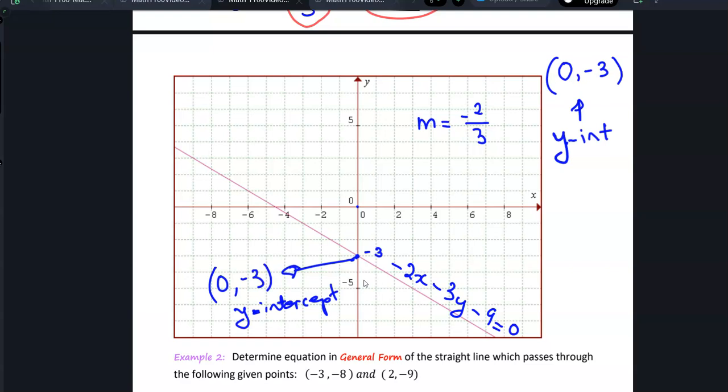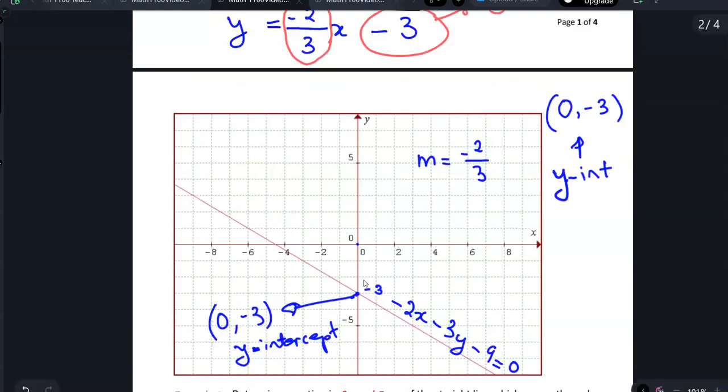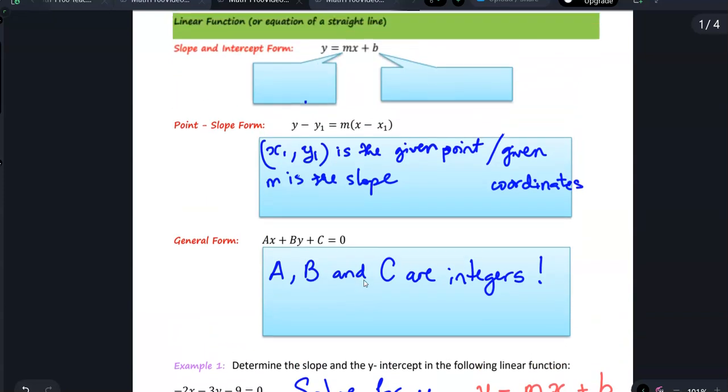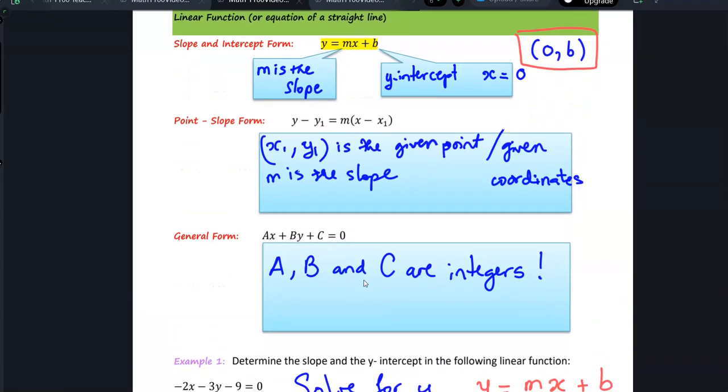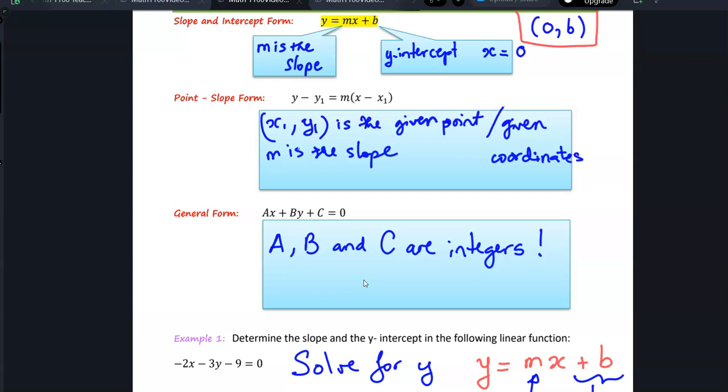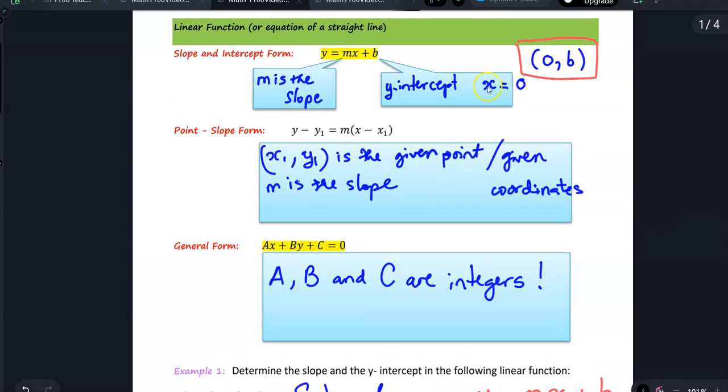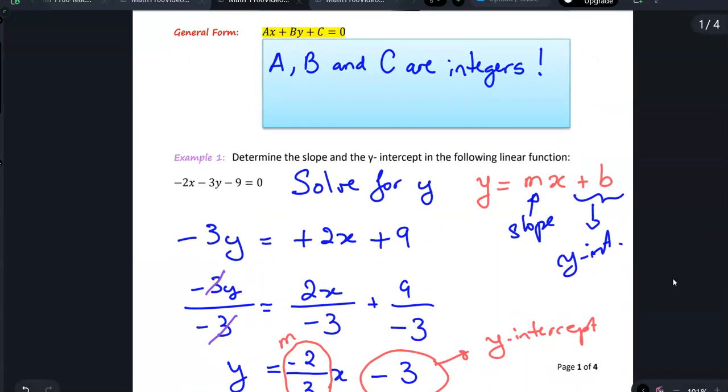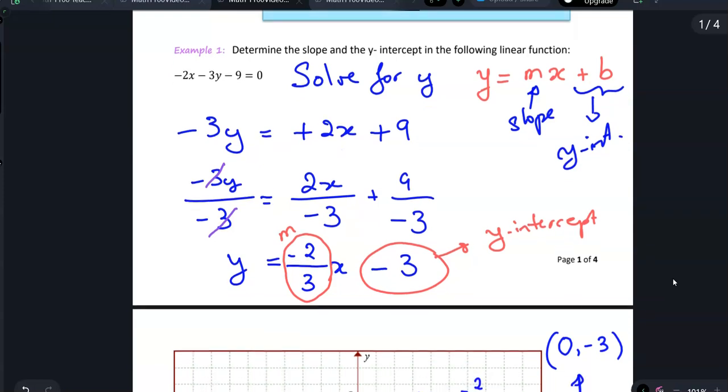So let's move on to the next example. I go very slowly with this, and I hope everyone will recognize the difference between all the forms. This form here is called the general form. It doesn't have any indication of the slope or the y-intercept at all, but this other form will give us a very clear indication of the slope and the y-intercept.